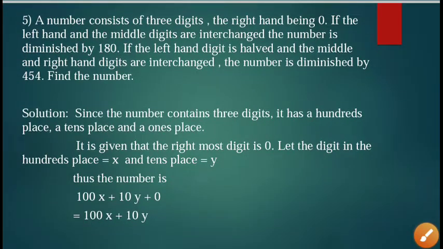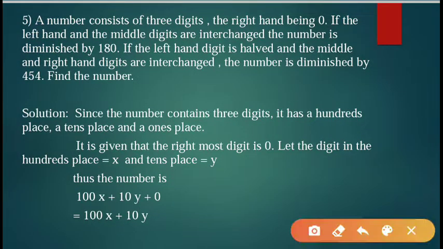Next question, question number 5. Question number 4 will be your homework, and this is the last question. A number consists of 3 digits. Okay, a number consists of 3 digits.